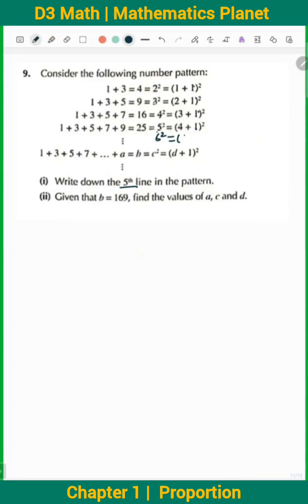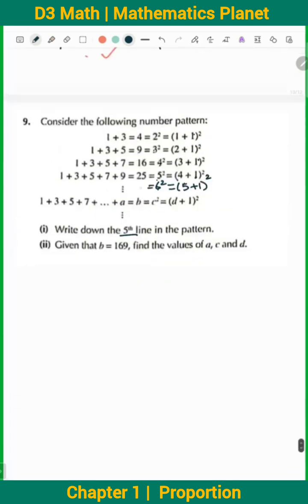If it is 5 over here, they have written 4 plus 1. So if it is 6 over here, I should write 5 plus 1, 5 plus 1 square. And here the 5 square is 25, so 6 square is 36. And here I should write 1 plus 3 plus 5 plus 7 plus 9 plus 11.